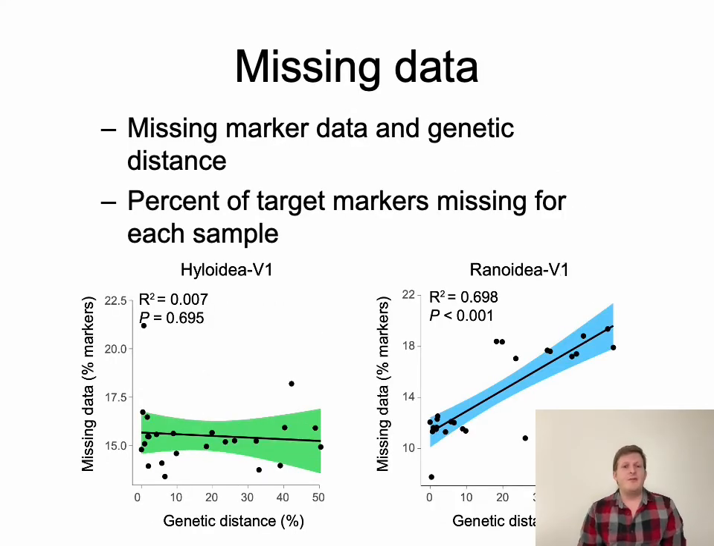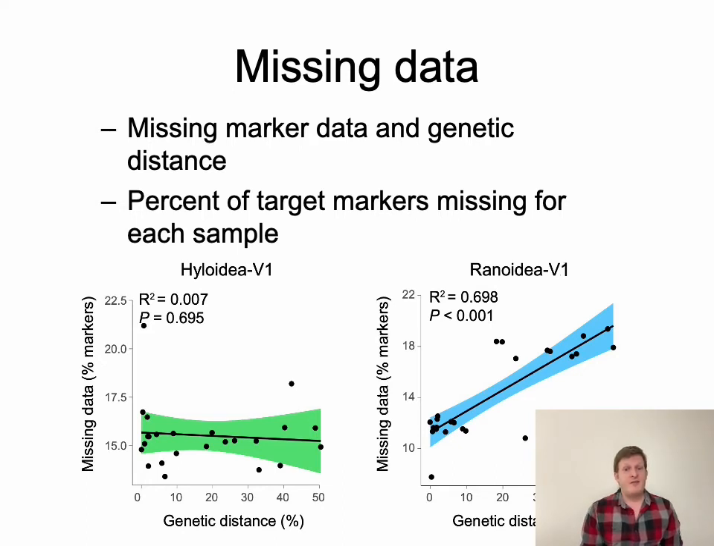And then finally, the third measure of capture success is the amount of missing data. So the consensus-based Hyloidea on the left, again, has no relationship with genetic distance on the x-axis and missing data on the y. This result suggests that consensus-based design reduces missing data to a stochastic amount that is similar among species, hence the horizontal line. And this similarity would mean that some other stochastic factor is leading to this missing data, and it has nothing to do with the genetic distance.